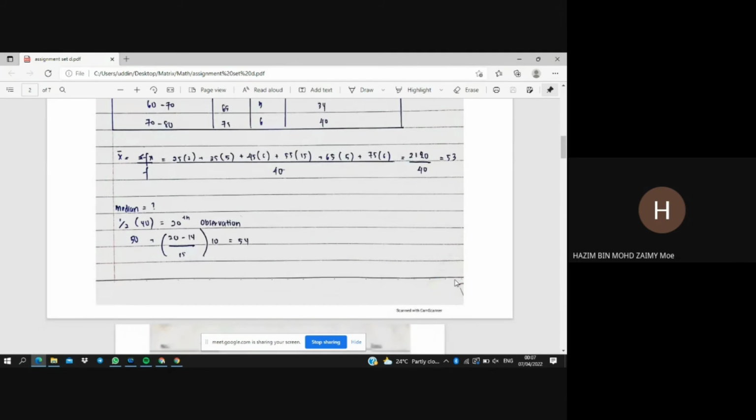For the median, 1 over 2 times 40 equals the 20th observation. So 50 plus 20 minus 40 over 50 times 10 equals 54.